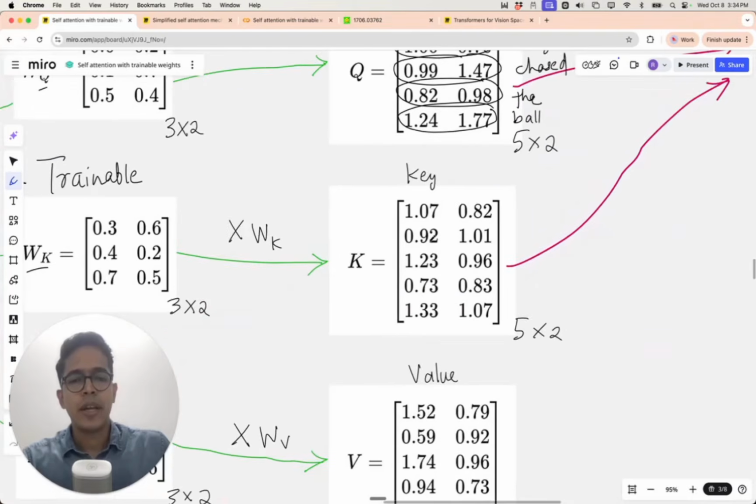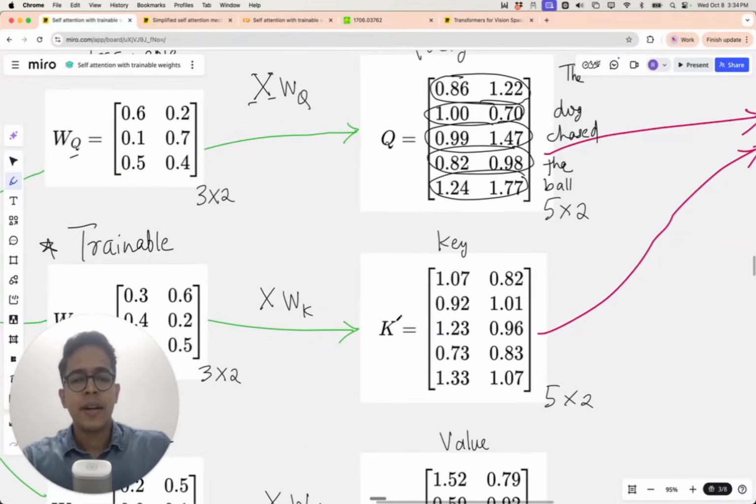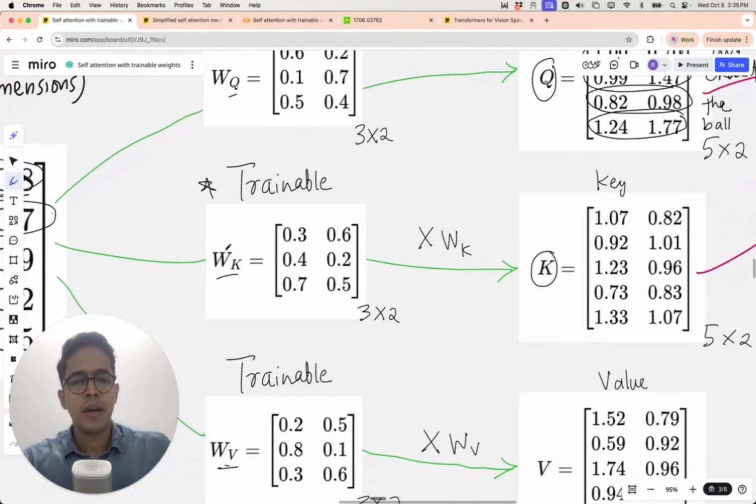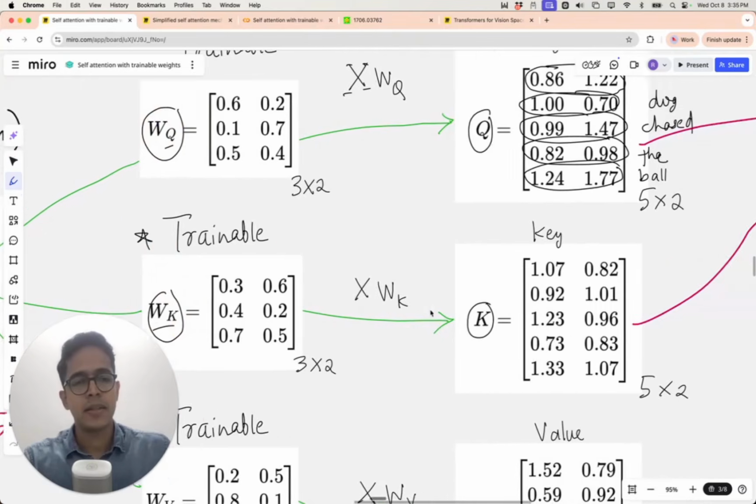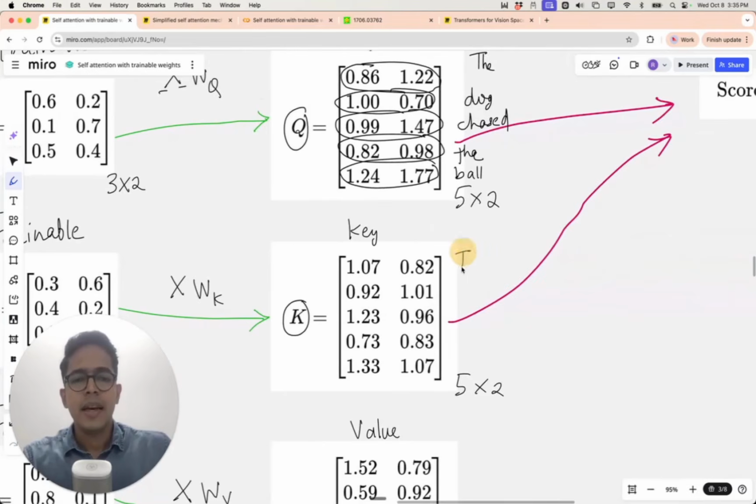Same thing happens for key, but these numbers will be different. The key matrix will be different from the query matrix because the matrices that transform the input embeddings into Q and key are different. So WQ and WK are 2 different matrices, which means the keys corresponding to dog, chased, the, ball will be different from your query values. See, 0.86, 1.22; here it is 1.07, 0.82.